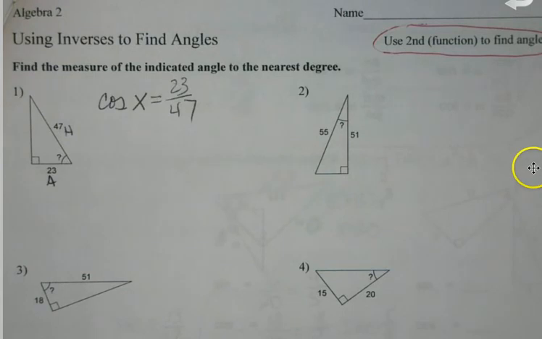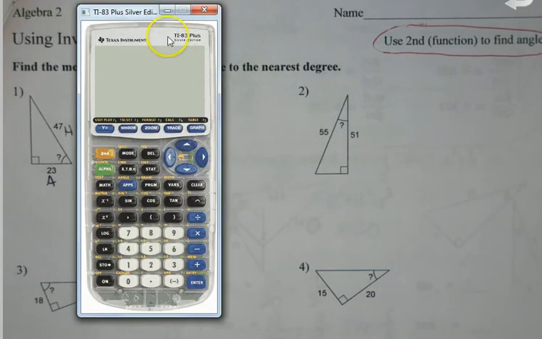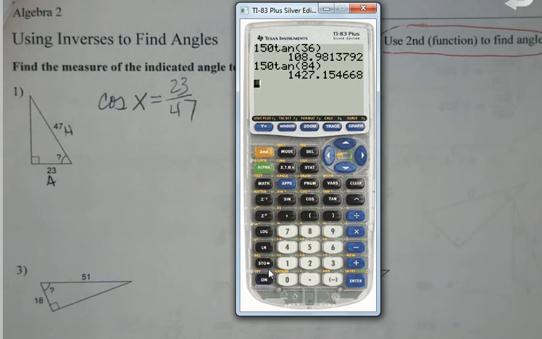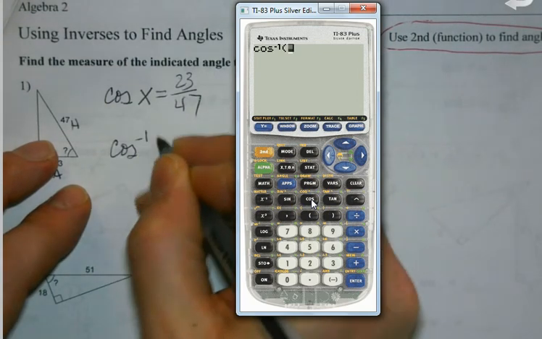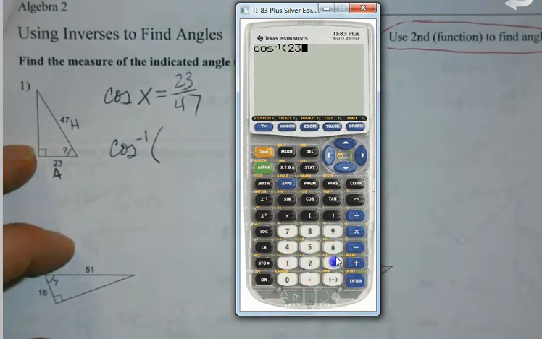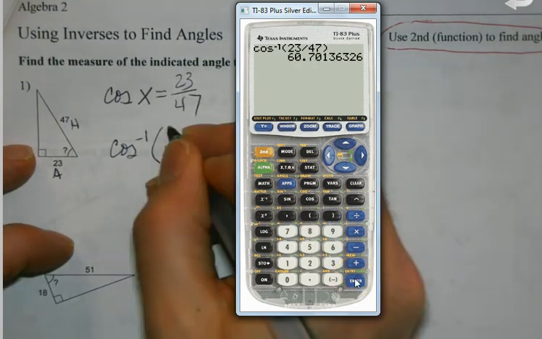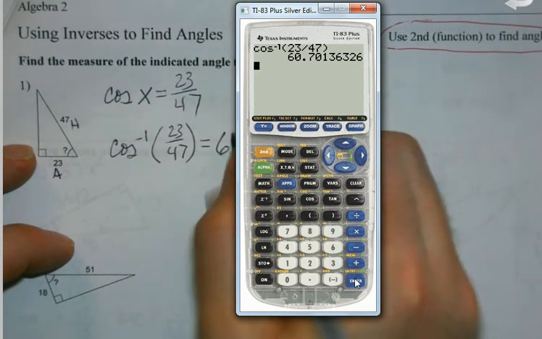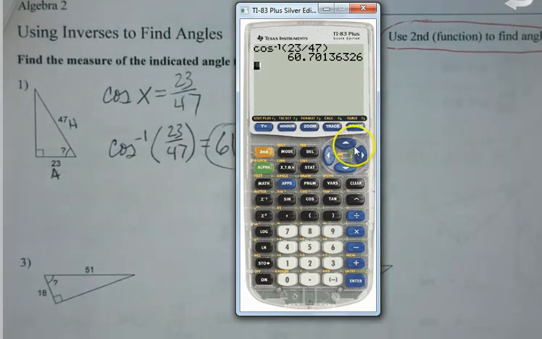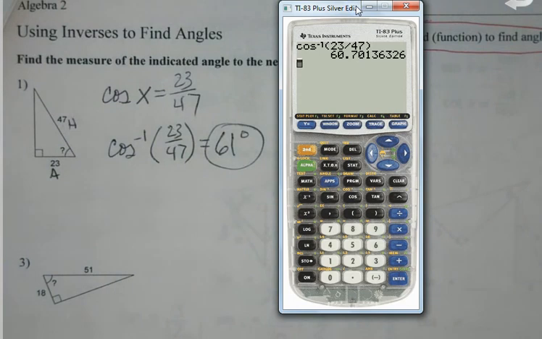So here's how this works. When I go to my calculator, we're going to do second cosine, which brings that little -1 up. And then I'm just going to type in my fraction: 23 divided by 47. Then we take that to the nearest degree, which in this case would be 61 degrees. If I wanted to know the other angle, it'd be pretty easy at this point. I'd just subtract the 61 from 90.